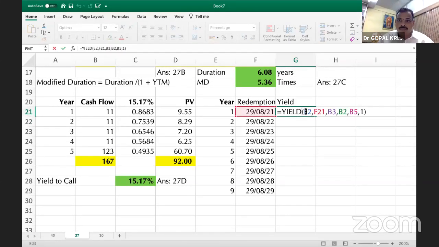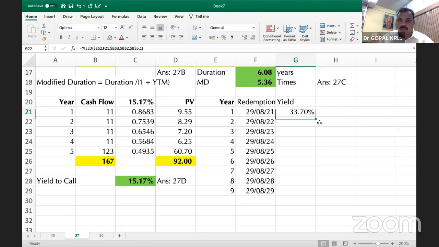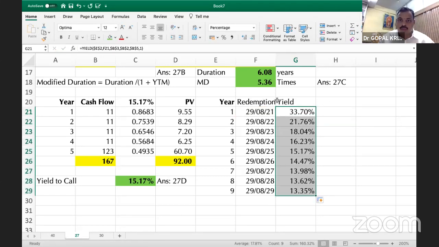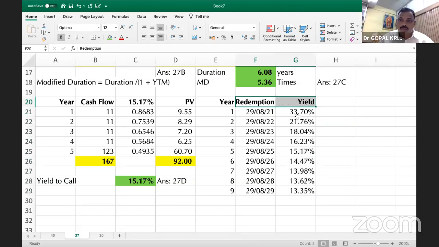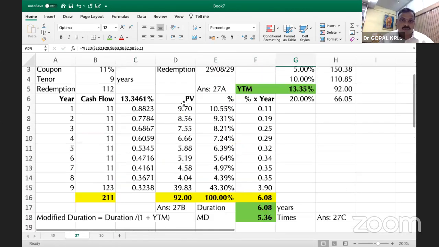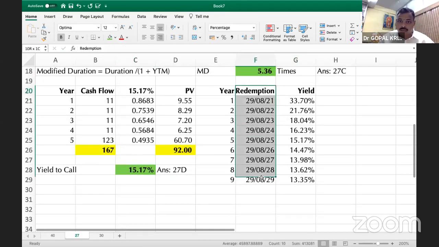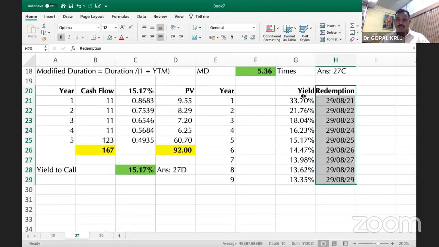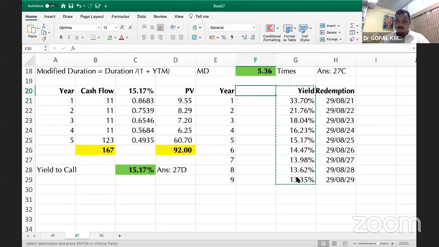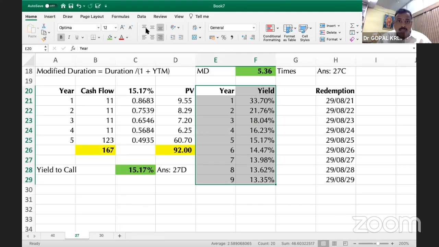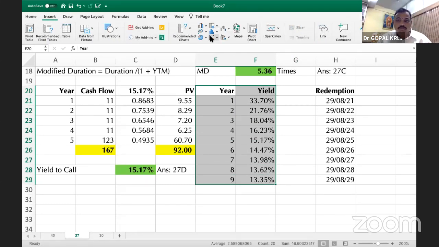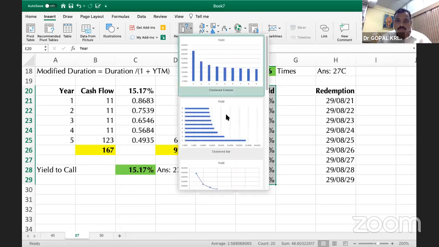Now I'll freeze all except this. That's it. Now let me find the yield. This is what you got, the yield, guys. For the 5th year, you got 15.17 already. Similarly for the 9th year, you got 13.35. So this is your yield for every year. Now I will do it as a table. Insert. So this is your yield chart.